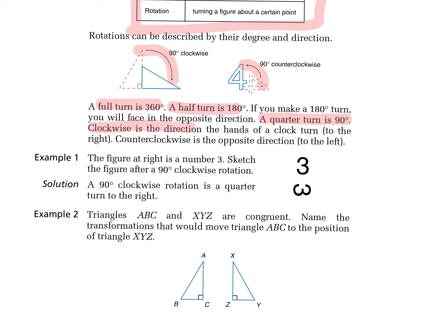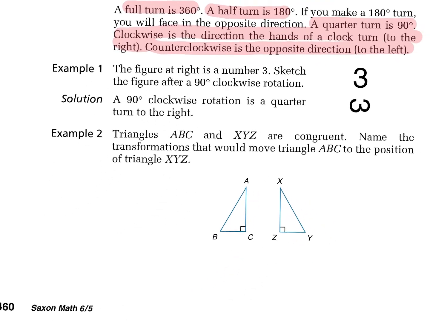Clockwise is the direction that the hands of the clock turn. And then we also have counterclockwise, which is the opposite direction, to the left. So again, some more key ideas. So let's look at example 1.